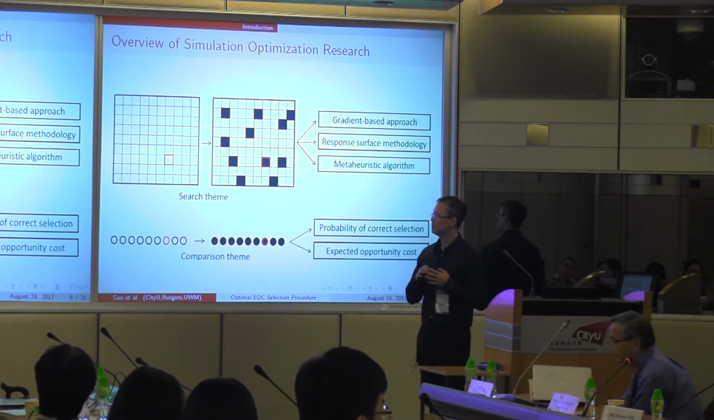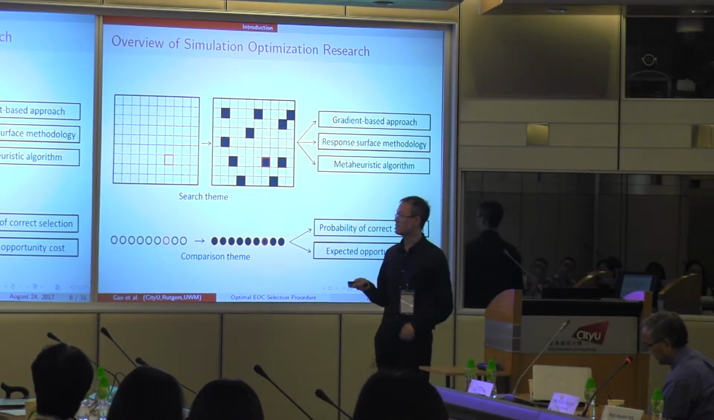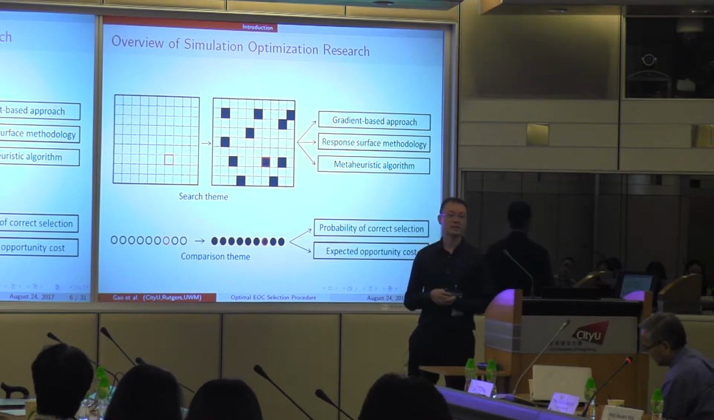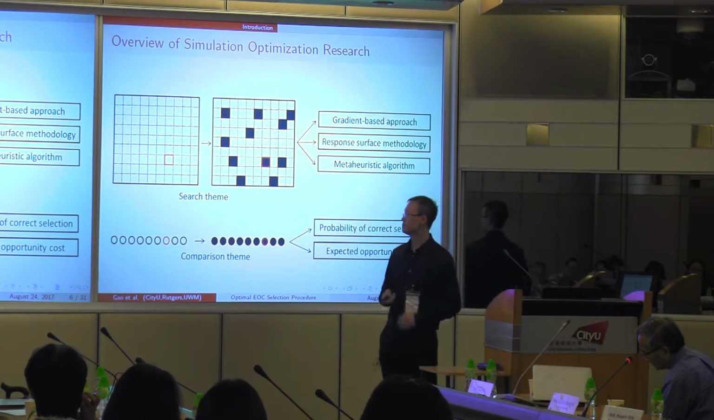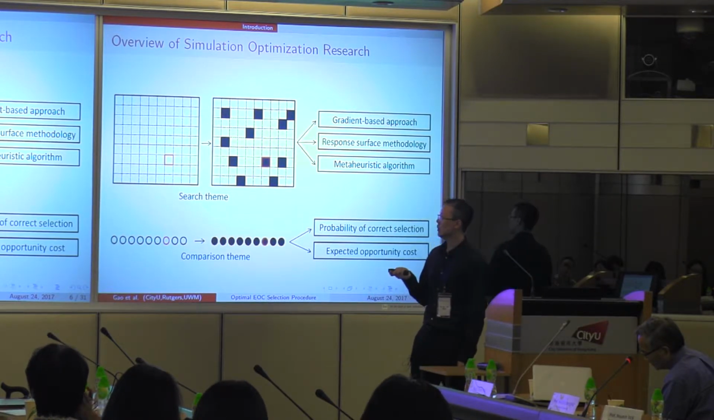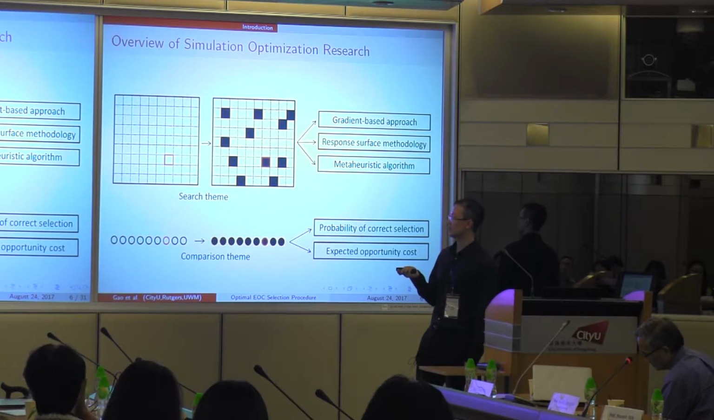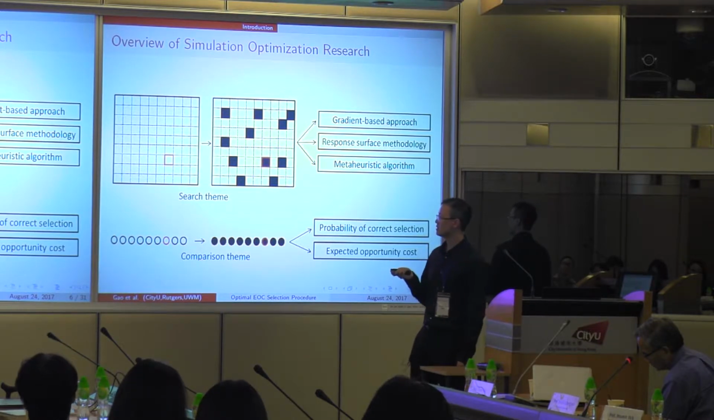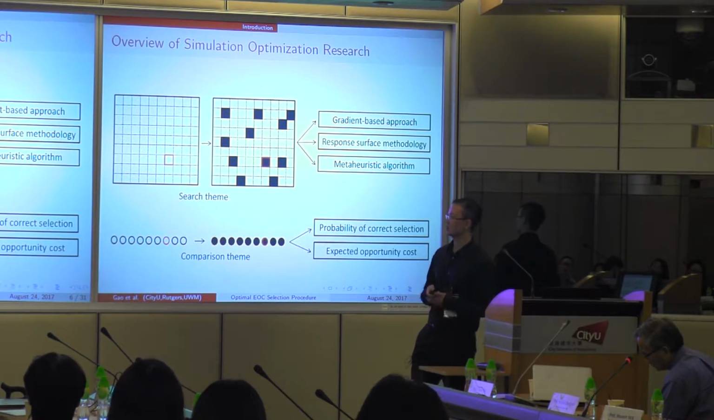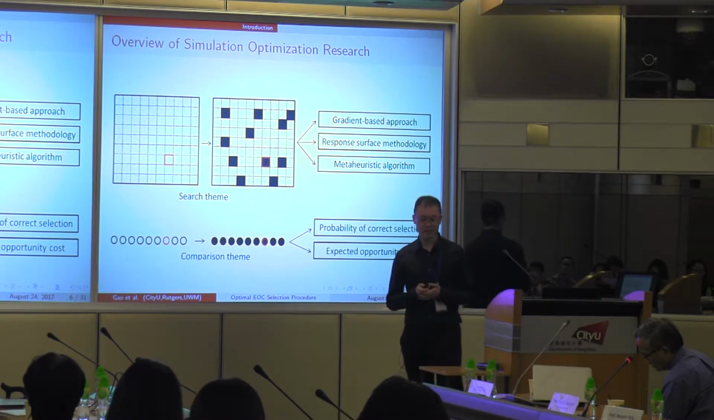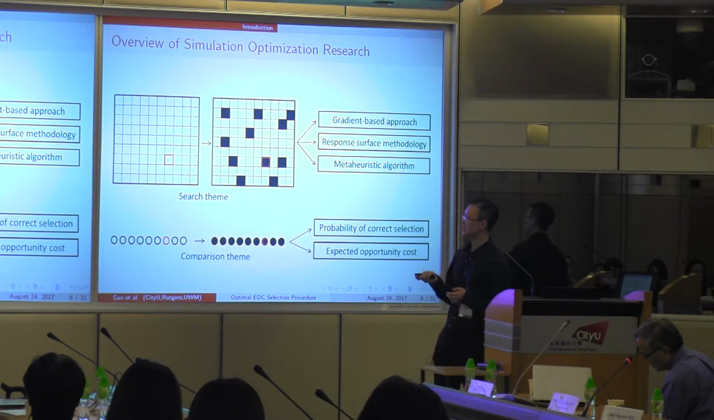We know that in finite time, we cannot select the best solution with certainty. And there are different ways to measure the quality of our selected solution. There are two common measures. One is the probability of a correct selection. The other is the expected opportunity cost. So I will use a very simple example to explain these two measures.